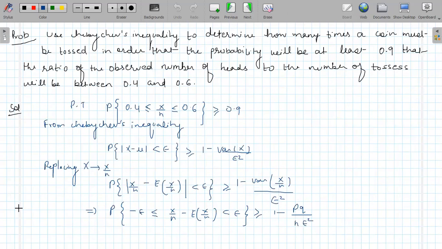Let's see one problem based on this. Use Chebyshev inequality to determine how many times a coin must be tossed in order that the probability will be at least 0.9 that the ratio of observed number of heads to the number of tosses will be between 0.4 and 0.6.